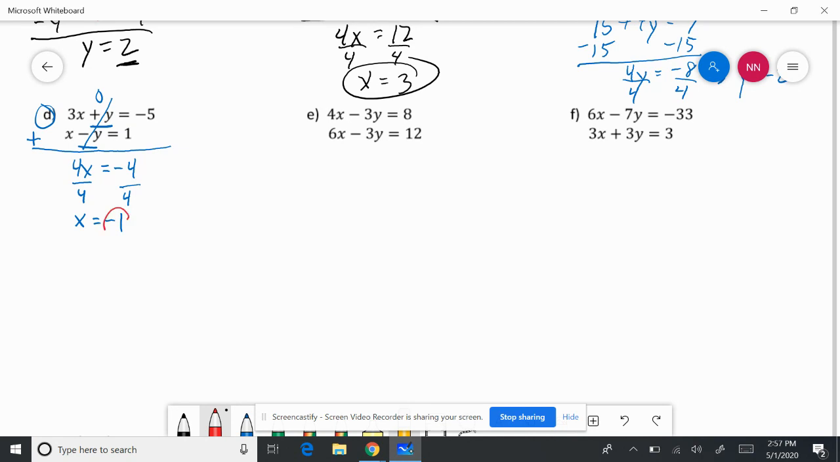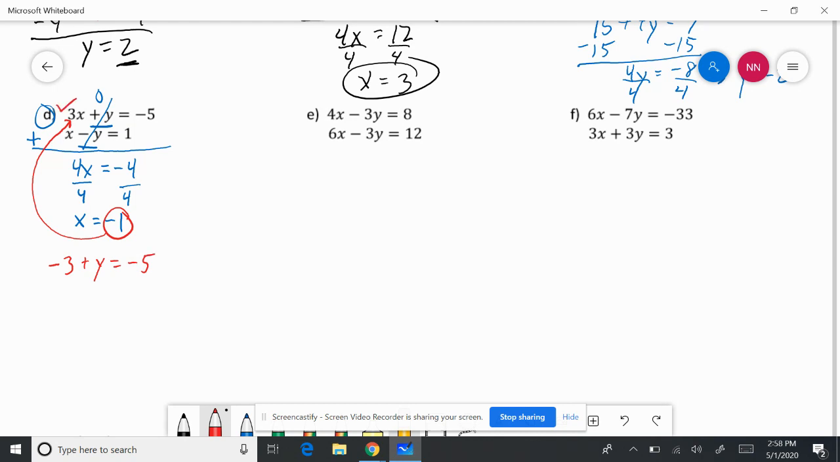Remember, I'm going to take the negative 1, and I'm going to plug it in for the x. It doesn't matter which equation I choose. I'm going to pick my top equation. So negative 1 times 3 is negative 3. So I have negative 3 plus y equals negative 5. Notice I use my top equation.